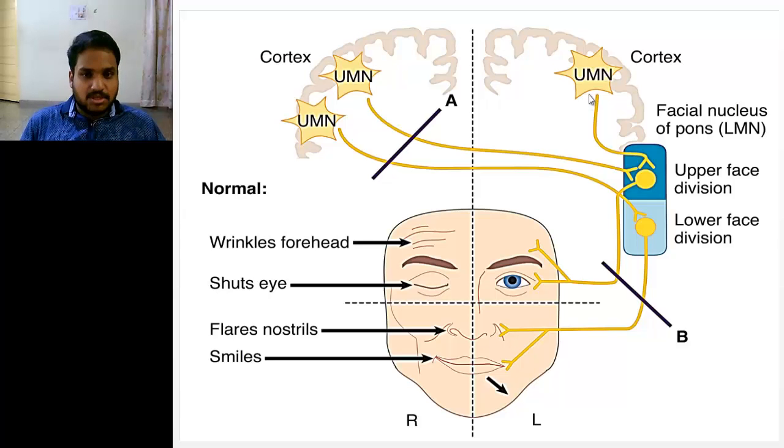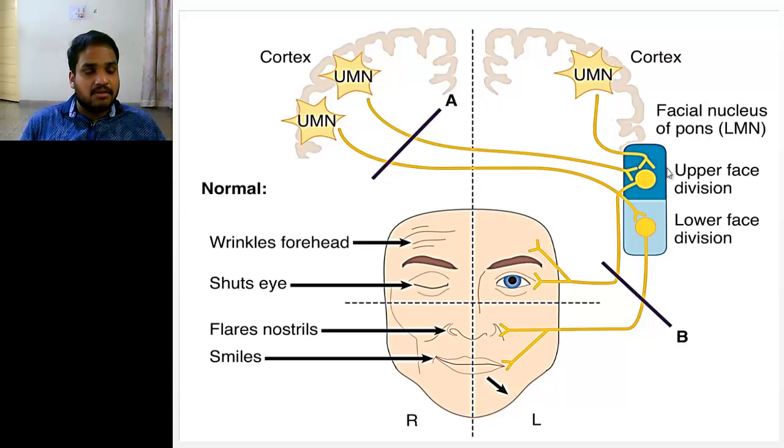So you can see, remember that the face we can divide into 2, right? The upper part as well as the lower part. The upper part receives bilateral innervation, that is, this is the facial nucleus that is situated in the pons, right? This is the upper face division and this is the lower face division. So the upper half receives bilateral innervation, that is from the contralateral side as well as the ipsilateral side. It has the UMN innervation, that is the corticonuclear fibers, from both sides.